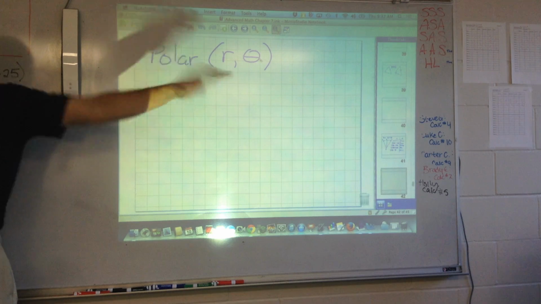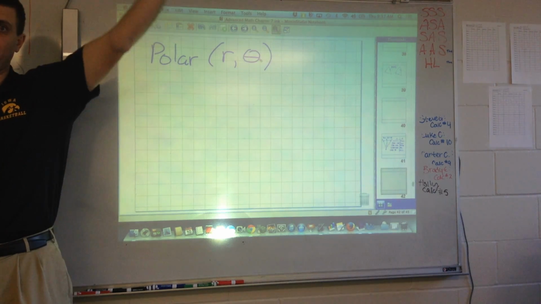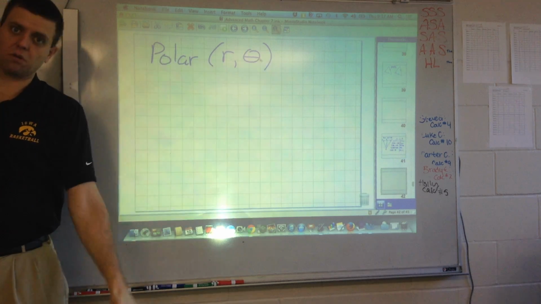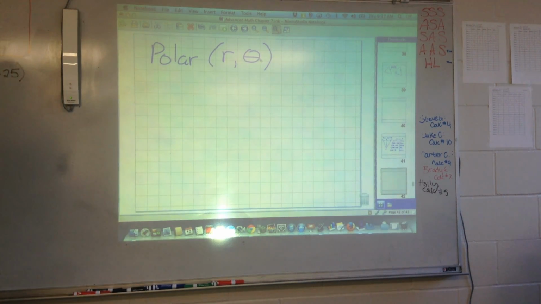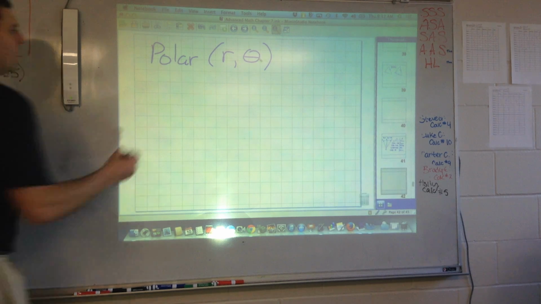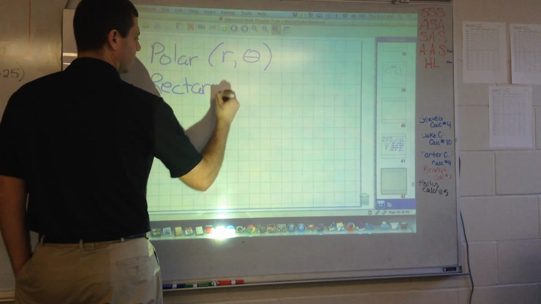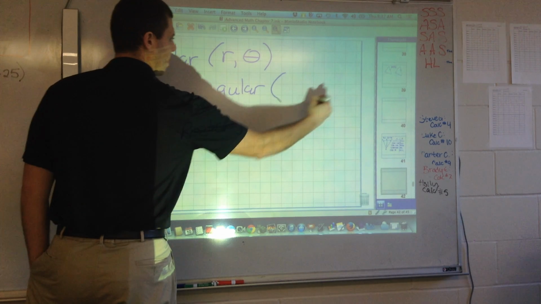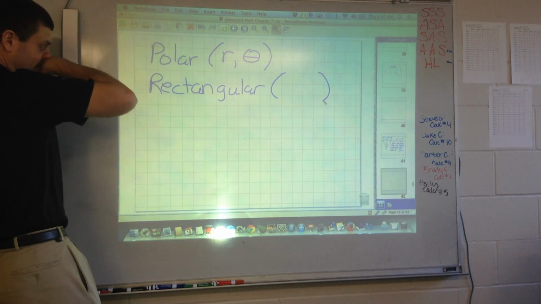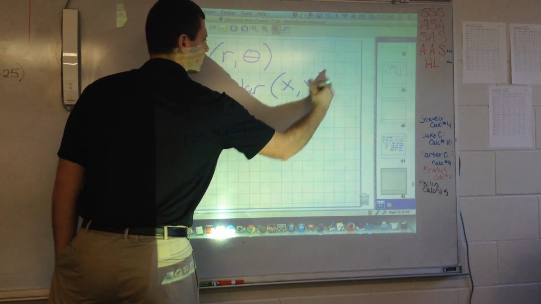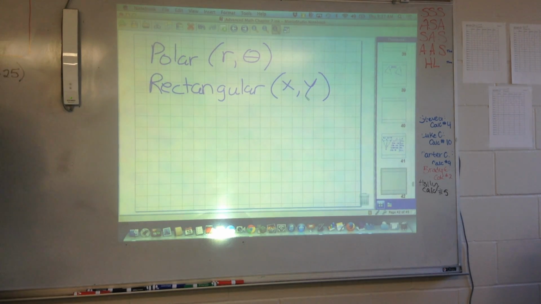From the positive x-axis. So here's 0 degrees. Anything in this direction would be a positive angle. Anything starting this way would be a negative angle, just like we've been working with all semester in trig. Rectangular, also sometimes called Cartesian, coordinates are just simply what? X and Y. We're going to be able to take a rectangular coordinate and change it to a polar coordinate, or take a polar coordinate and change it to a rectangular coordinate. It's fairly simple.